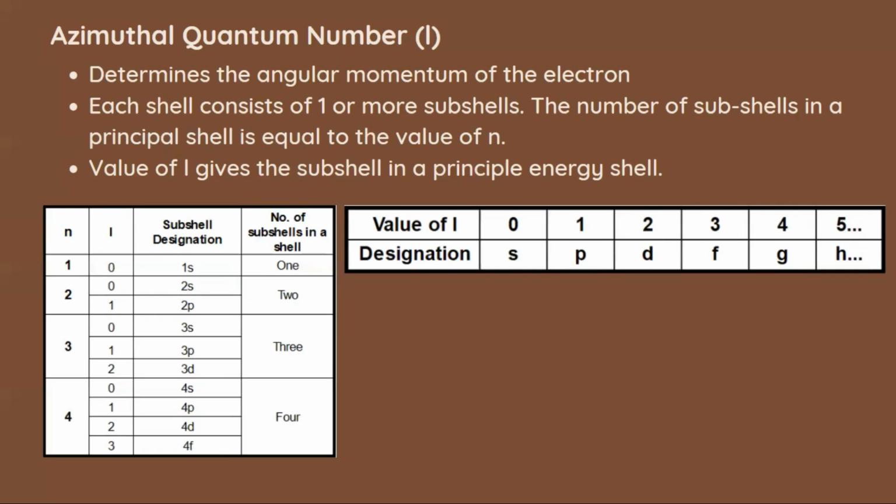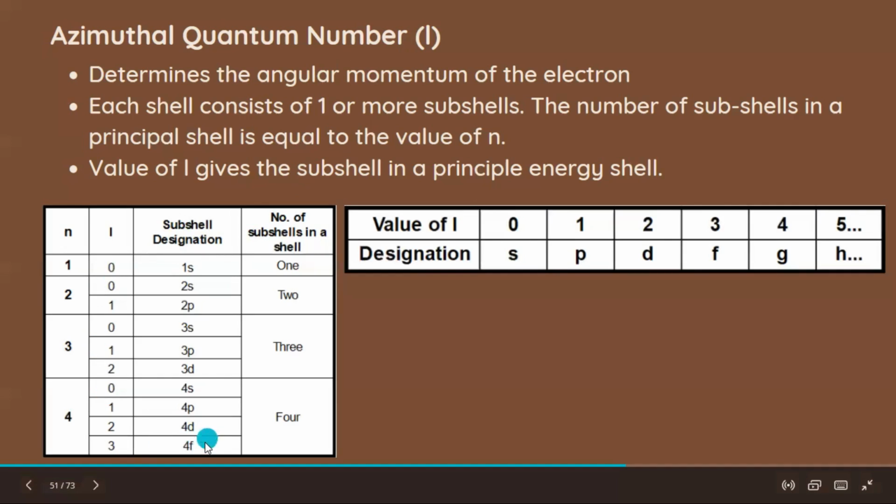Basically, the s subshell will have the least energy. p is more than that, then you have d, and then you have f. We will be talking in detail about the energy of various orbitals in the coming videos. But from the azimuthal quantum number, we can figure out that the energy of 4f will be the highest, and that of 4s is going to be the least. So 4s is less than 4p, which is less than 4d, which is less than 4f. That is the increasing order of their energies.